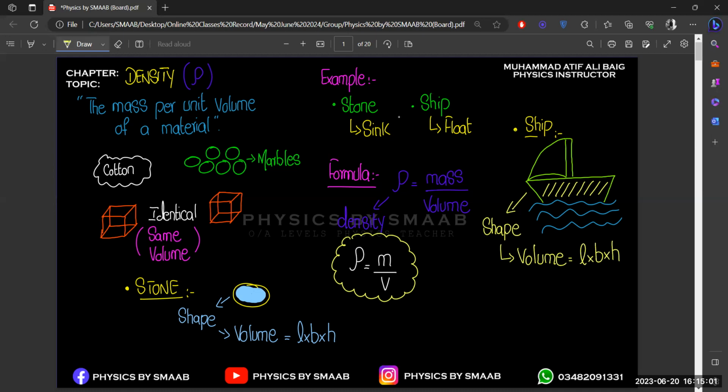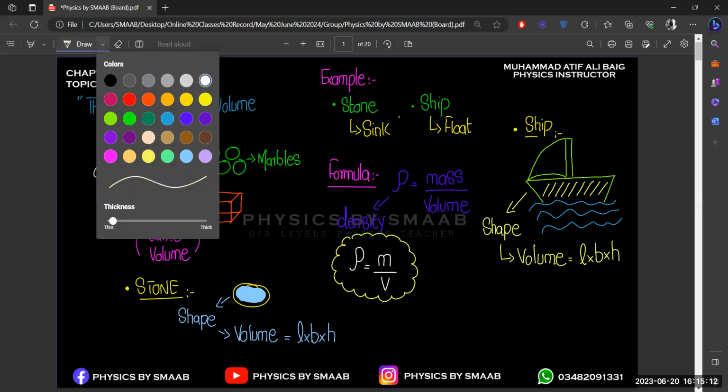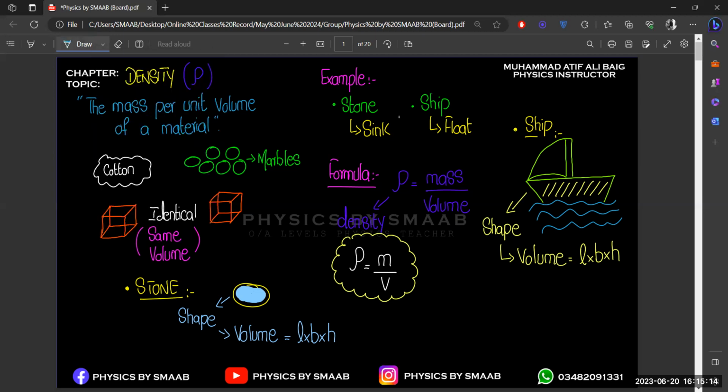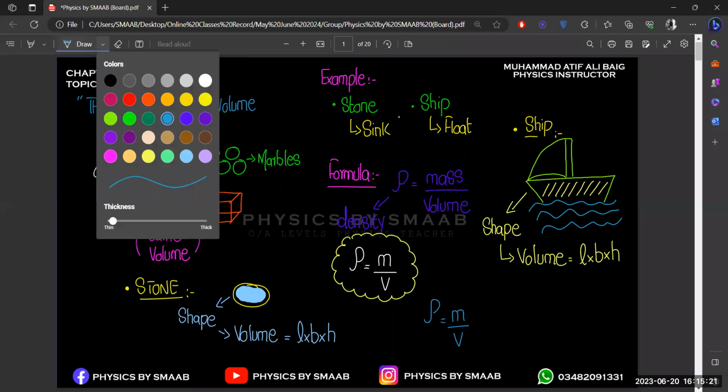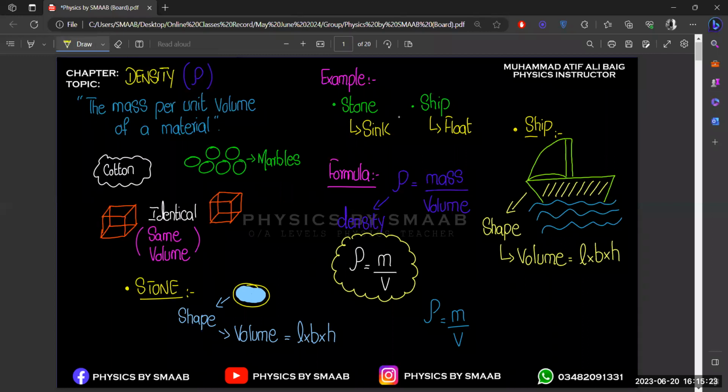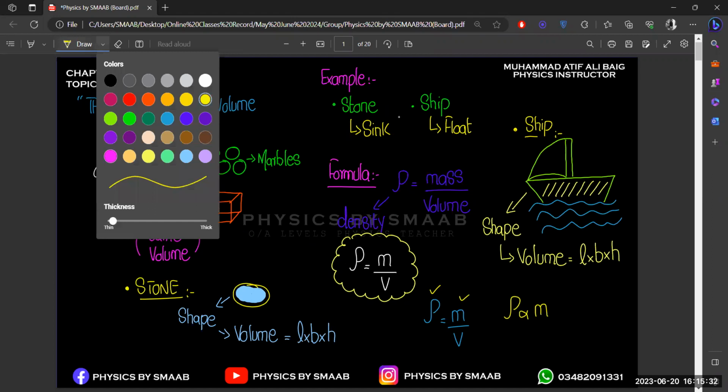So now let's try to connect it with the formula, because we need to solve the numerical terms. So in the sense of formula, we have density equals mass divided by volume. So first, if we consider these two terms, density and mass, density is directly proportional to mass. This symbol, alpha, means directly proportional.